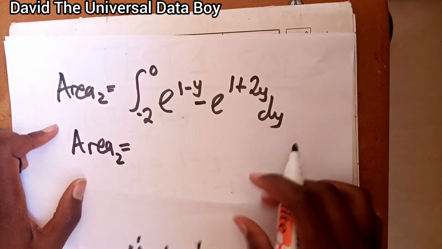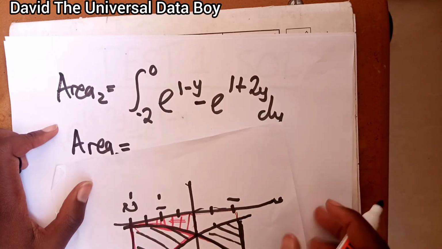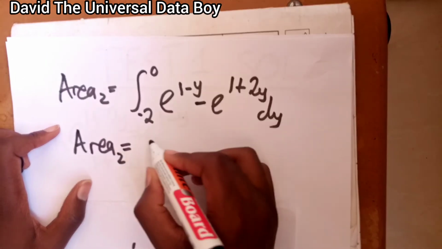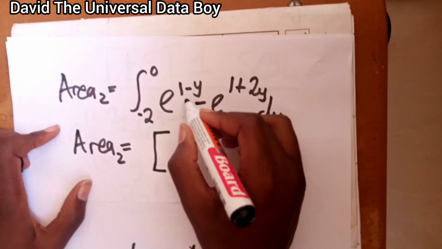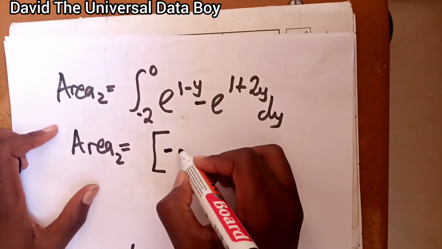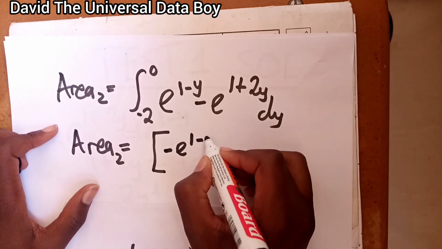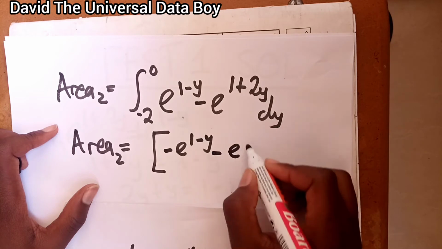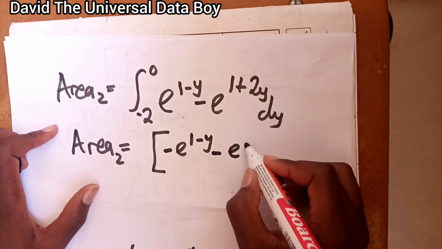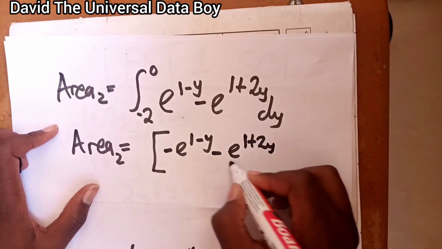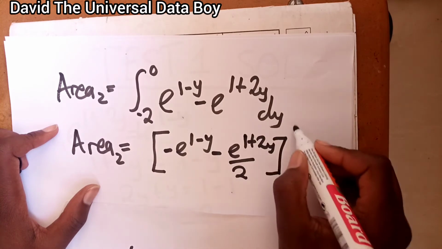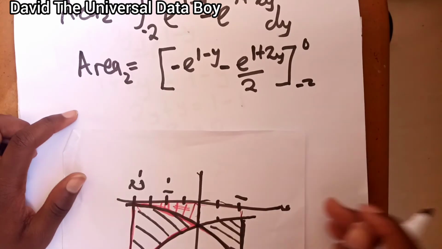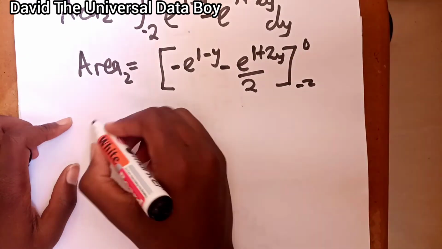Others try to use a method where they change x into a function of y so that they can do it as we normally do. So then the integral of this one is simply negative e to the power 1 minus y. The integral of this one will be first minus e to the power 1 plus 2y over 2. Then we have the limits to be 0 and -2.